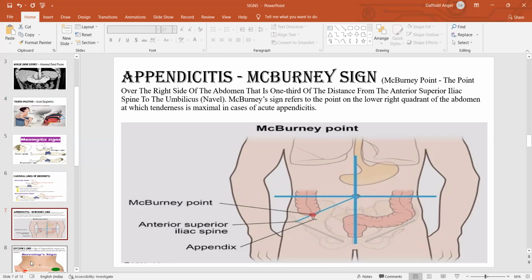Next, let's see the cardinal signs of appendicitis. Appendicitis is a common condition. It is nothing but inflammation of the appendix. In this condition, McBurney sign is the important one.